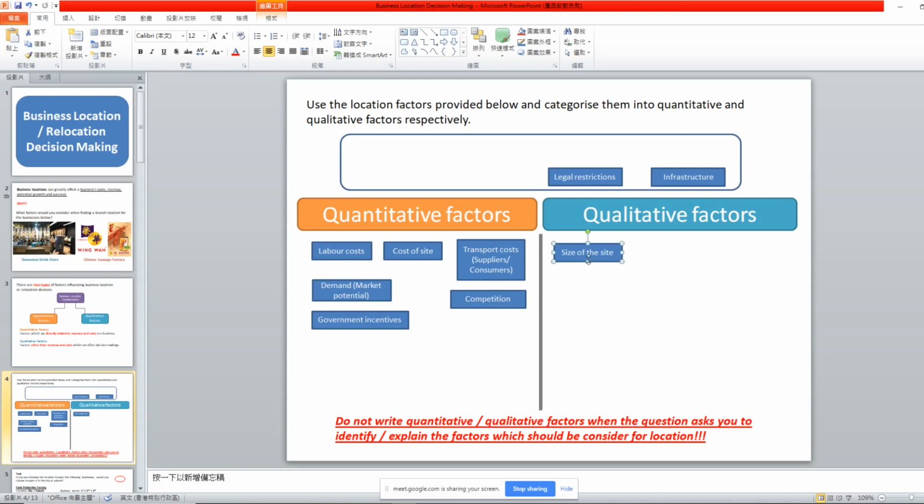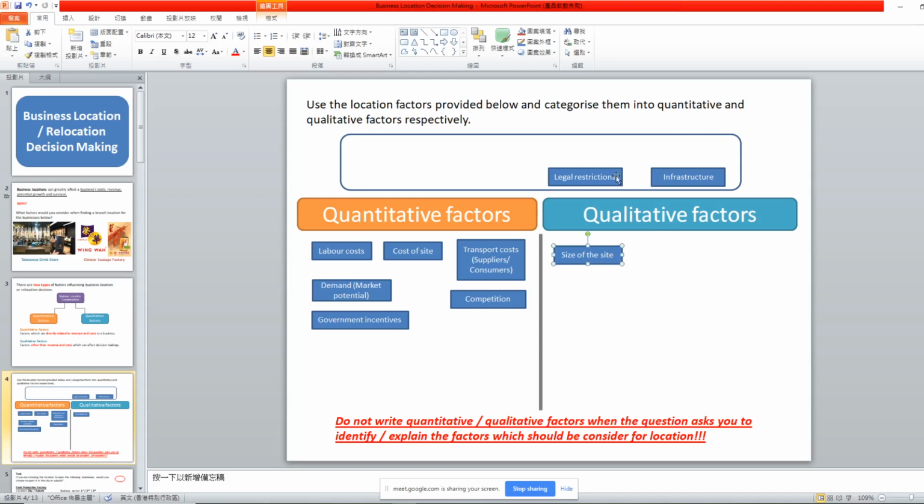This factor here is kind of connected to the cost of the site. But when we think about the size of the site, we use a qualitative perspective to see whether our business needs that much space. They are connected, because at the end it will also affect the cost of the site. So, qualitative factors.